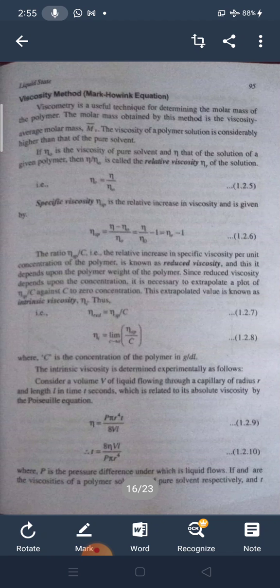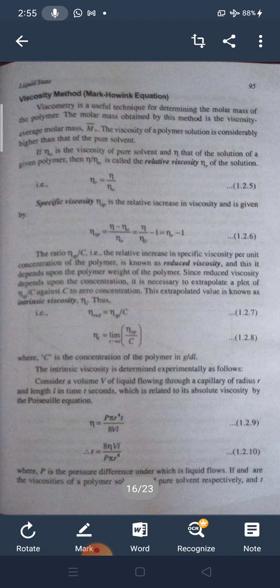Therefore, eta 0 is the viscosity of the pure solvent and eta is the viscosity of the solution of the given polymer. Then eta by eta 0 is called the relative viscosity, eta r, so eta r is equal to eta upon eta 0. Then specific viscosity, eta sp, is the relative increase in the viscosity and is given by eta sp is equal to eta minus eta 0 divided by eta 0, which is equal to eta by eta 0 minus 1, that is, eta r minus 1 is nothing but the specific viscosity.